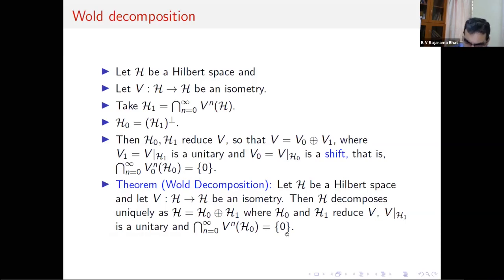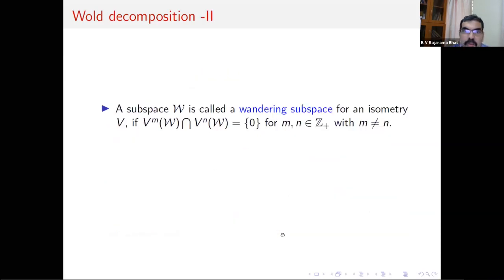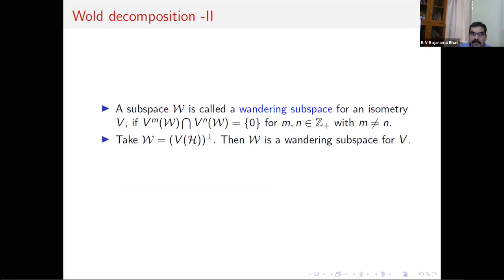Now, I can get that H0 in a different way also, the first space H0. You call a subspace W a wandering subspace for the isometry if, applying V to the power M and V to the power N, the intersection should be 0 for M different from N, for all M and N. Then you call W a wandering subspace. And there is a canonical wandering subspace here, namely the orthogonal complement of the range of V, that is, (VH) perp. So that is a canonical wandering subspace.